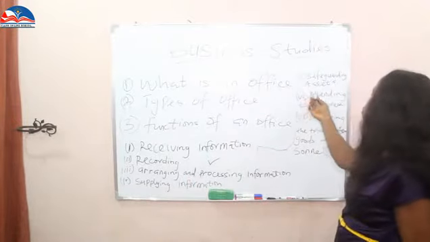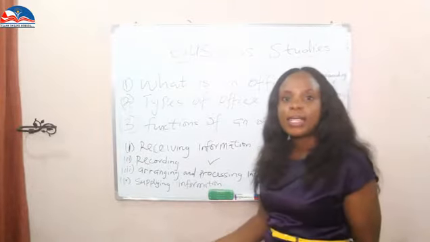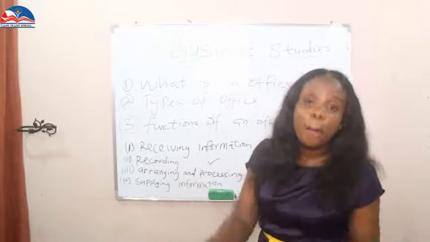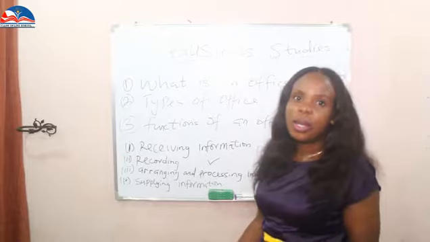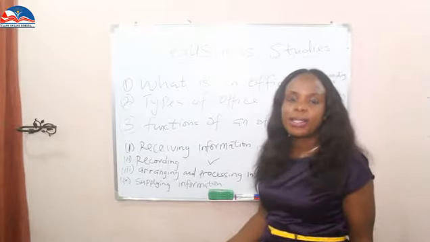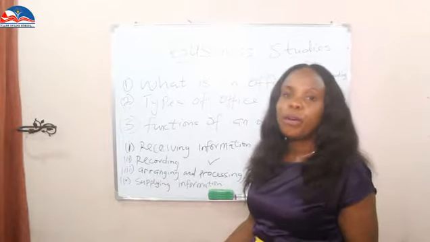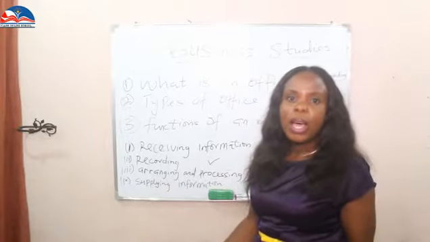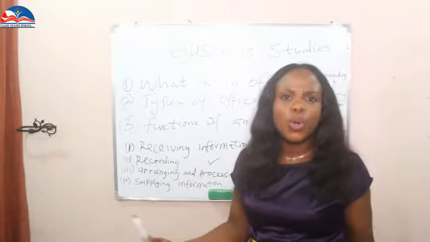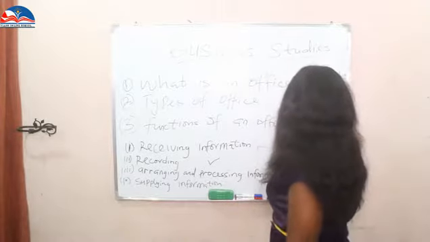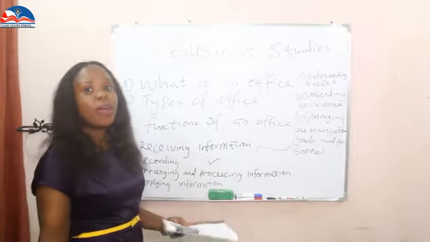And then we have the fifth one, safeguarding assets. What is an asset? An asset is just the properties that are owned by the organization. Examples of assets are landed properties like the land, and we have the vehicles, and other properties that the organization owns. These are assets, and they need to be safeguarded. They need to be well taken care of.